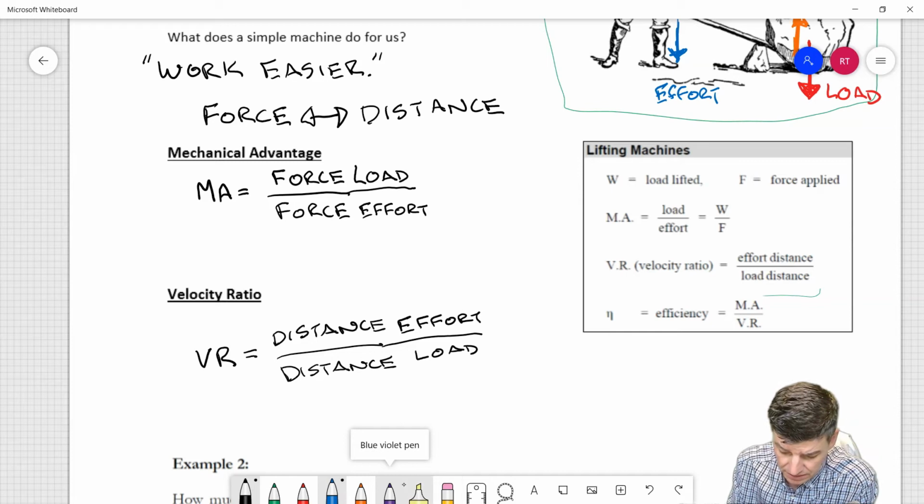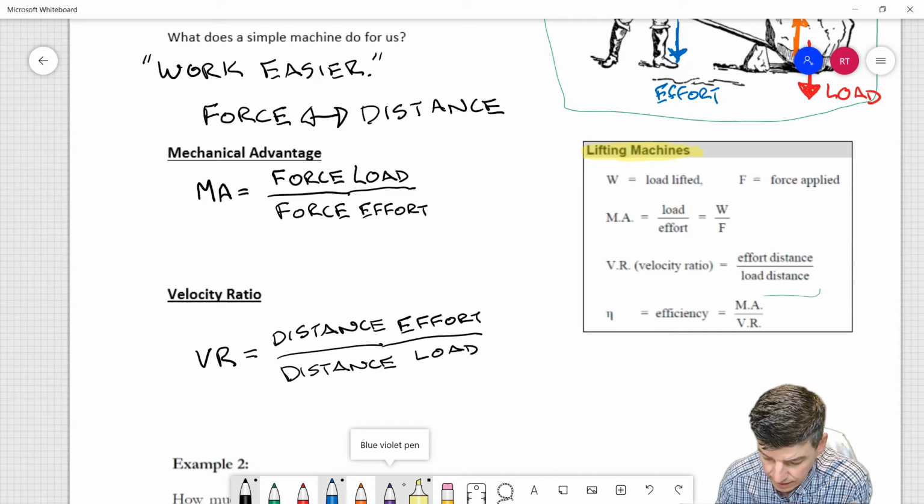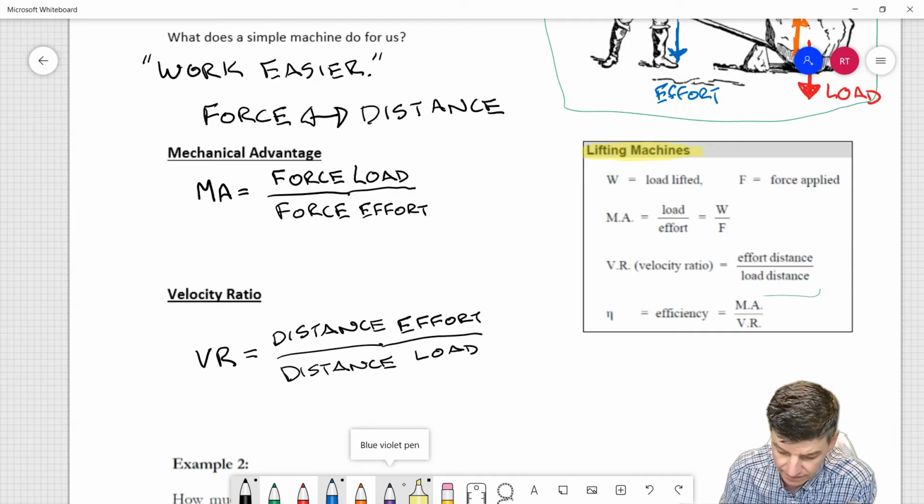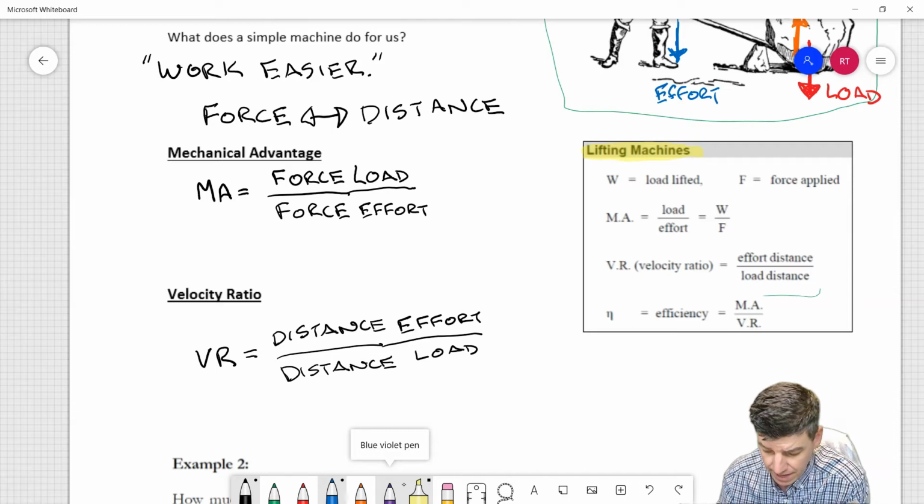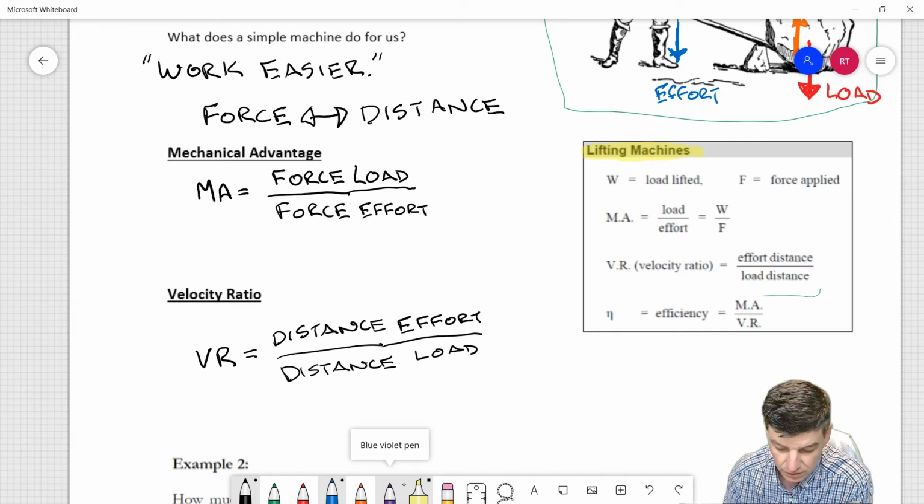Within your academic supplement, you have a section on lifting machines, and here's what you've got. So you have your MA, your mechanical advantage, which is a measure of your load per effort, and in this case they're talking about the forces. And then as well you have your velocity ratio, which is the distance that the effort moves compared to the distance that the load moves.